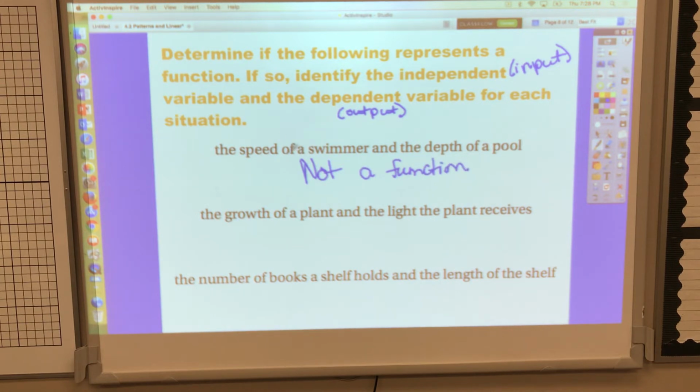Or we could have the speed of a swimmer, somebody swimming 10 miles per hour. Somebody might swim 10 miles per hour in 6 feet. Somebody can swim 10 miles per hour in 20 feet. Okay, so it's not a function.